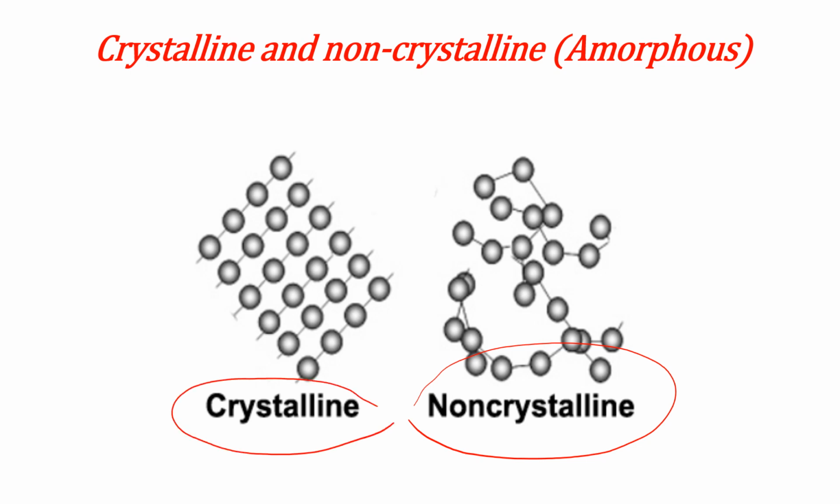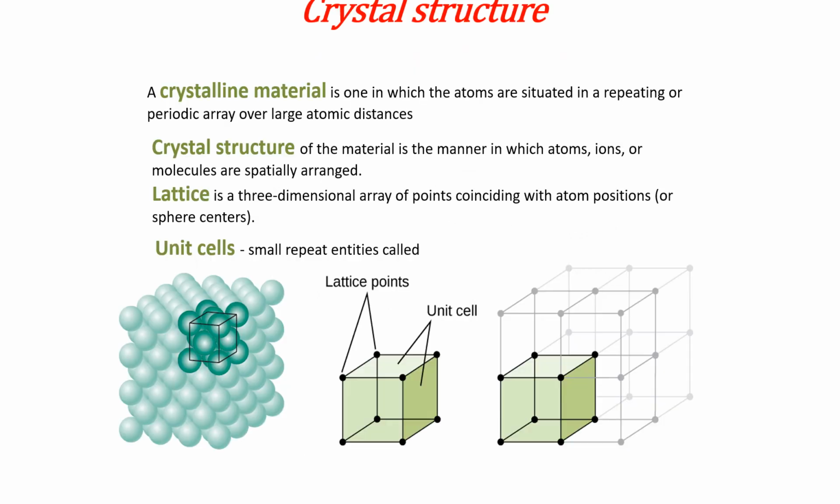It is arranged in a way that there is a repeating unit. So when you look at ceramics and metals, they have a repeating unit. We call that the unit cell. So we are discussing it. When you look at crystal structures, we need to know that a crystalline material is one in which the atoms are situated in a repeated or periodic array over large atomic distances.